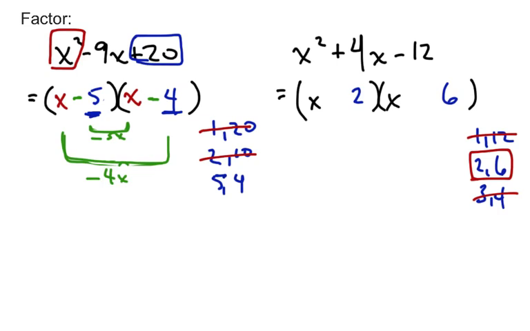Well, how do we make plus 4 with a 2 and a 6? Well, we need plus 6x and minus 2x. So the 6 needs to be positive and the 2 needs to be negative, and there's our two factors.